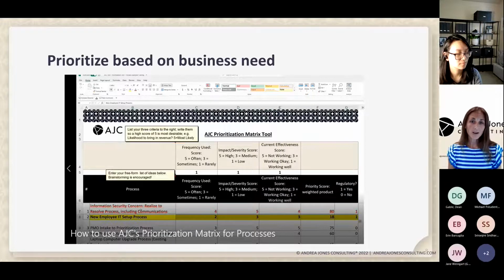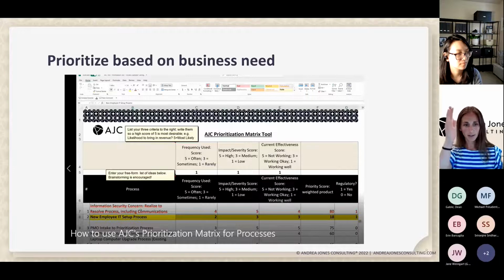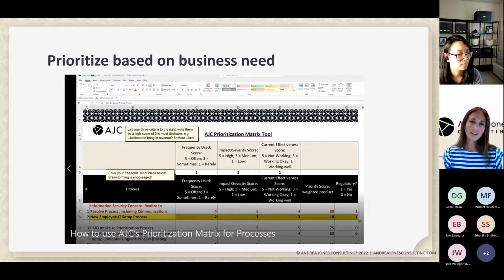We created this, for all of you engineers on this call, based on failure mode effect analysis, which is an engineering tool that's used to detect a lot of failure problems in different things. But we basically have come up with a business need, an objective way to take your entire list that you see here on the B column and prioritize or score them objectively based on criteria that make sense to your business. The three that are shown here are very generic for a process improvement situation. How frequently are you using that process? How impactful is it on your business? And how effective is it today, right?